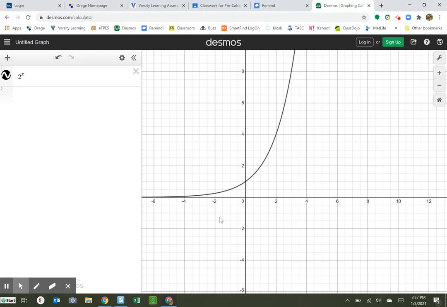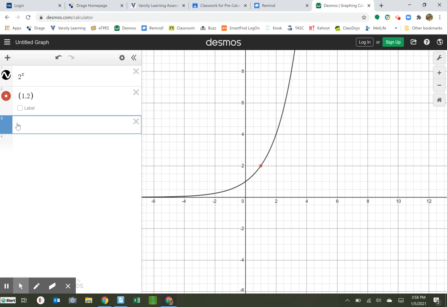The other thing that happens is it crosses not only this point right here, 0, 1, but it also crosses the point 1, 2. So I could put a point on this graph, the point 1, 2 is on that graph.